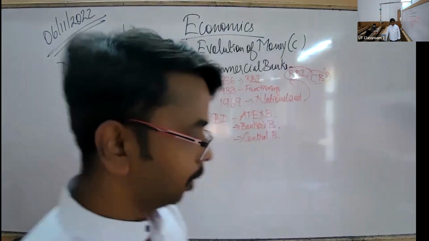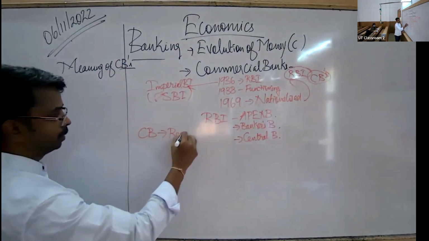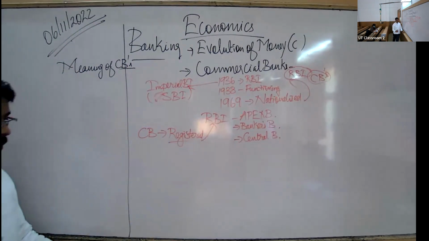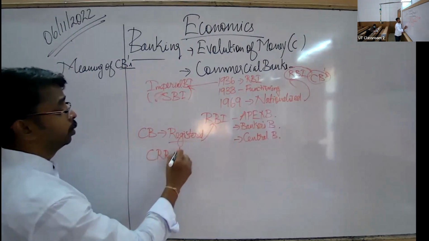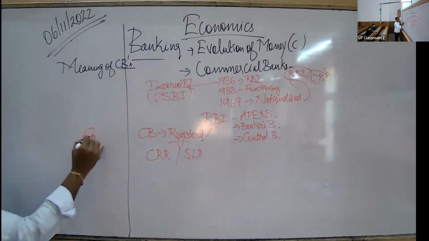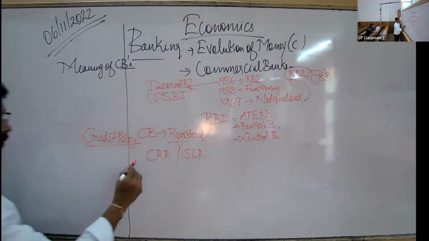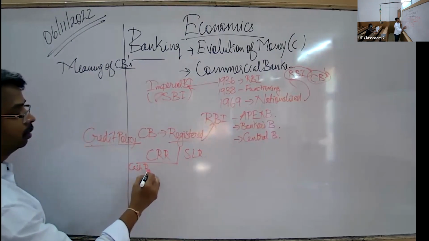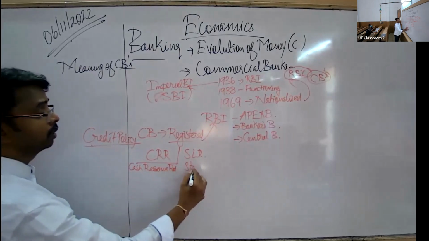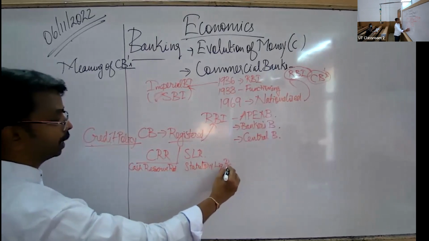Then, when we explain commercial banks today, all the commercial banks are registered under the RBI Act. Now she was saying something called CRR and one is called LRR, but I say it is SLR. These are nothing but credit policy of the RBI. CRR stands for cash reserve ratio. SLR stands for statutory liquidity ratio. Write down this also.